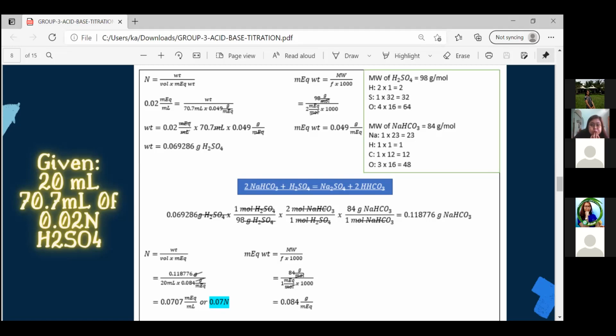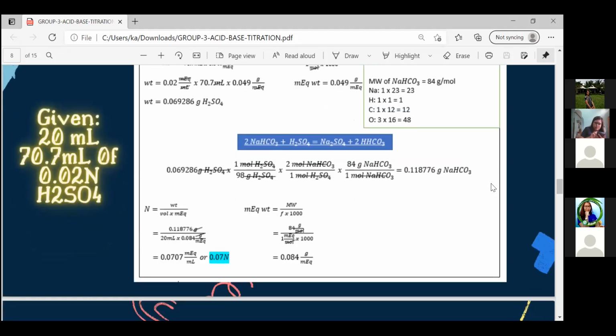So since we have the digits, we can now proceed with the solution. So weight equals 0.02 MEQ per ml times 70.7 ml times 0.049 grams per MEQ. Cancel the MEQ and ml. So what remains is grams. Then the weight of sulfuric acid is 0.069286 grams.